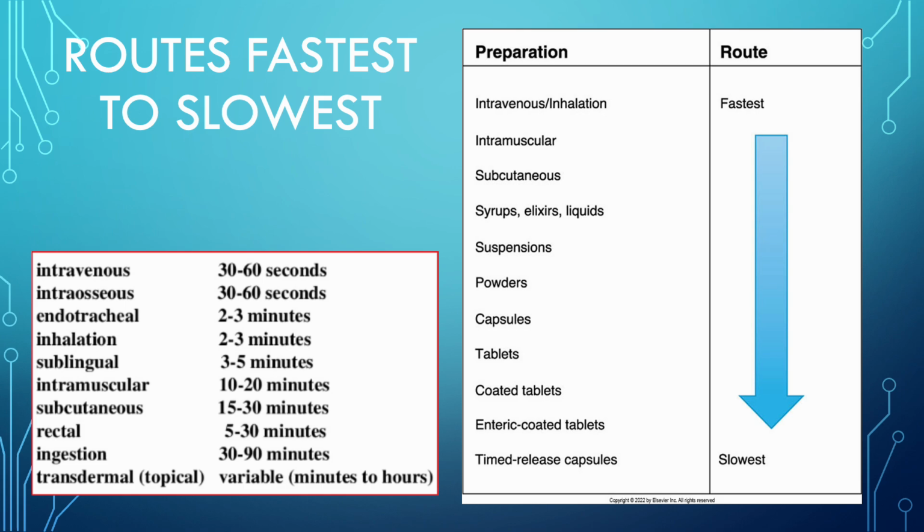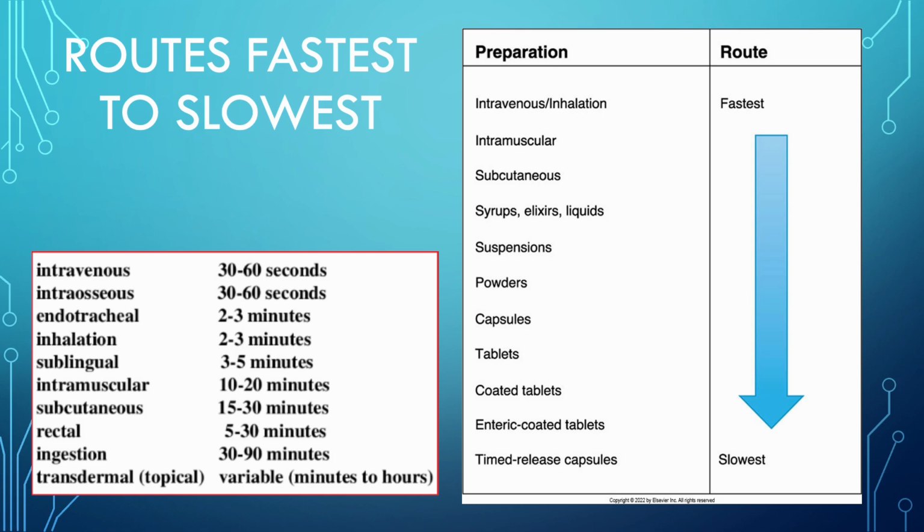This slide is a great visual showing how the routes of medication administration are fastest to slowest. If we give something directly into our IV, it's going to start working quickly within a minute. Or the same thing if we give it directly into our bone, which is intraosseous. Our bone has marrow on the inside, which is highly vascular. If we give medications that way, it's going to start working really fast.